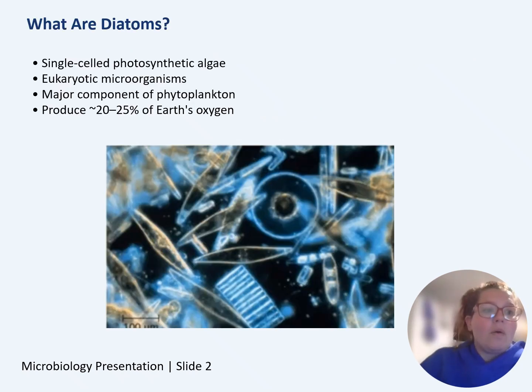Okay. So diatoms are single cell algae. They're eukaryotic. They contain chloroplasts and use sunlight to make their own food through photosynthesis, like plants. They're considered to be phytoplankton and they're the most abundant microorganism in the aquatic environment. Even though they're microscopic, they're responsible for producing a large amount of Earth's oxygen, as you see here, 20 to 25%.